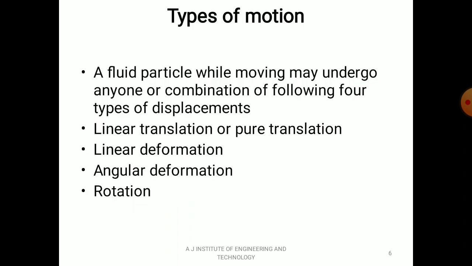Now let us go for types of motion. So there are four types of motion. Let me discuss about this thing. A fluid particle while moving may undergo any one or combination of the following four types of displacement or types of motion. So let us go one by one. First one is linear translation, otherwise it is called pure translation. Second one is linear deformation. Third one is angular deformation, and fourth one is rotation.